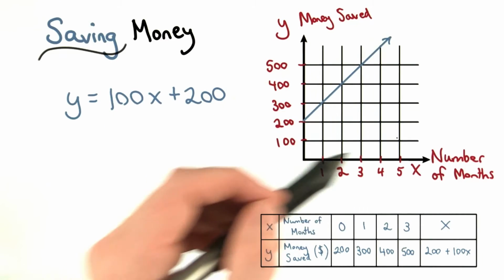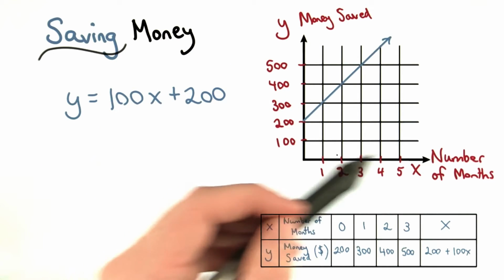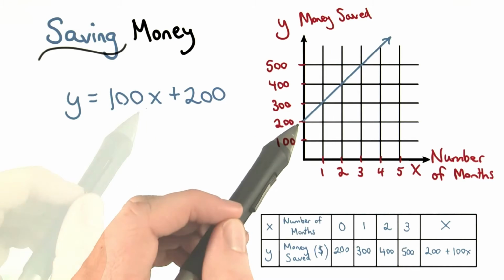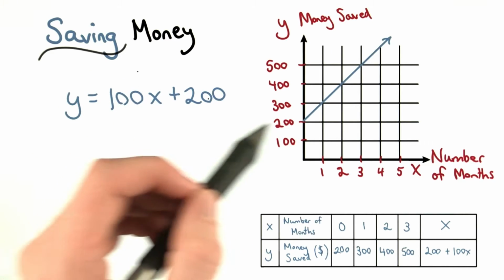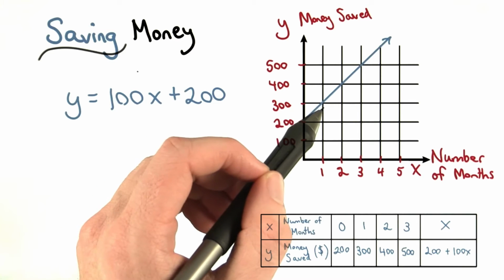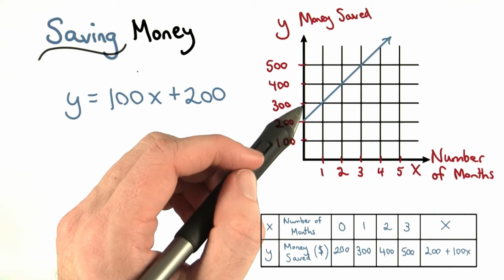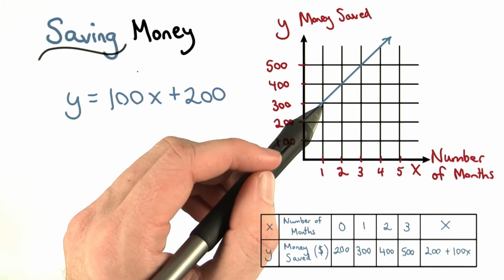We know that we could graph the equation like before. Here's the graph, and we can see that the y-intercept, 200, is right here. Our slope is 100 because you save $100 for every month that goes by. Another way of saying that is our y value increases by 100 for every month that passes.